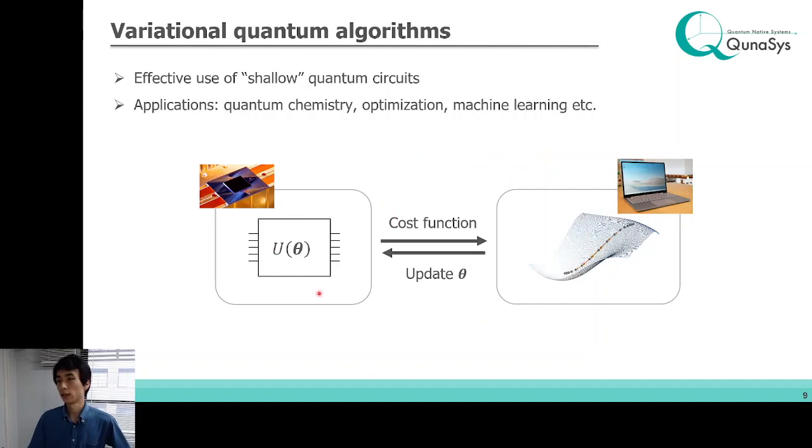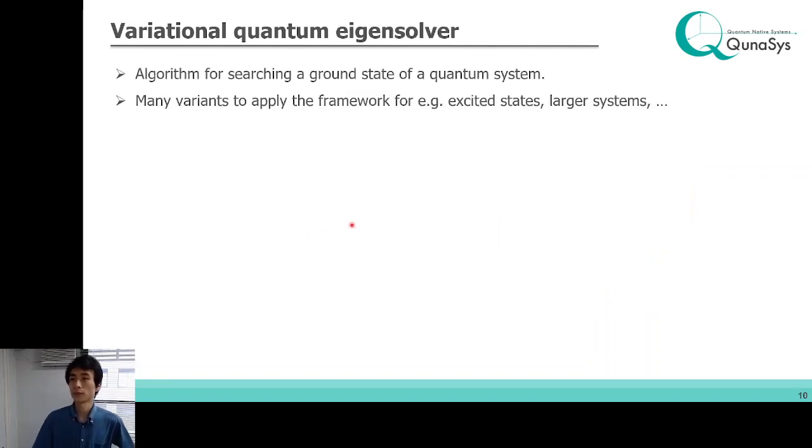This framework allows us to effectively use shallow quantum circuits, because we can structure this quantum circuit as a hardware compatible circuit, and we can optimize this circuit to do something that we want. And the variational quantum algorithms, the quantum chemistry version of the variational quantum algorithm is called variational quantum eigensolver, which is an algorithm for searching the ground state of a quantum system.